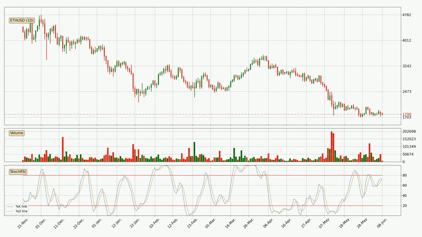Jumping to the daily stochastic RSI, the stochastic RSI currently shows no overbought or oversold conditions, but because the %K line is over the %D line, we can deduce that the trend is currently on the up.